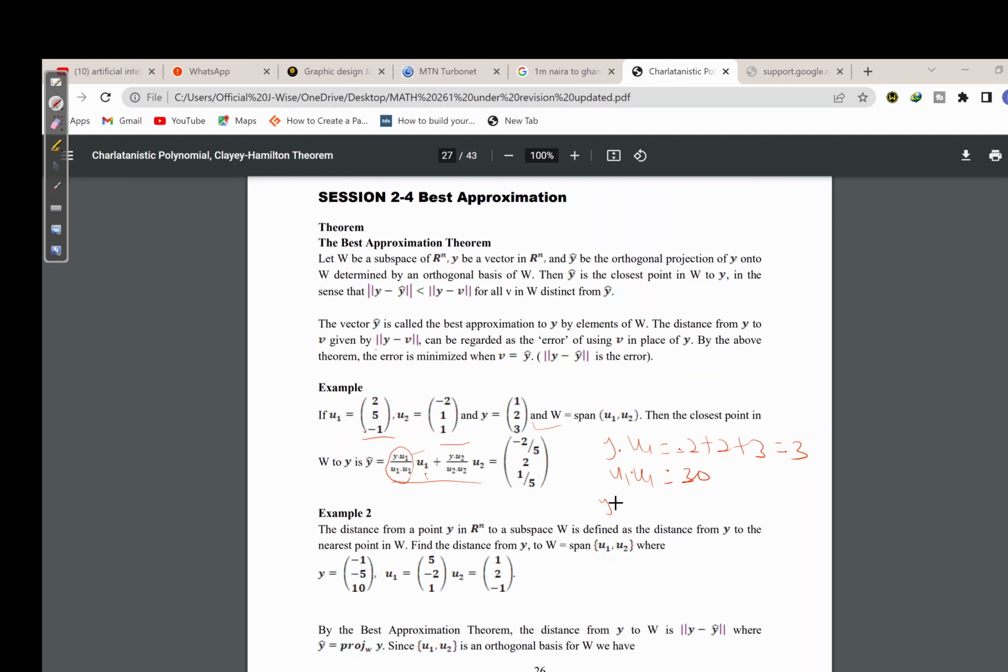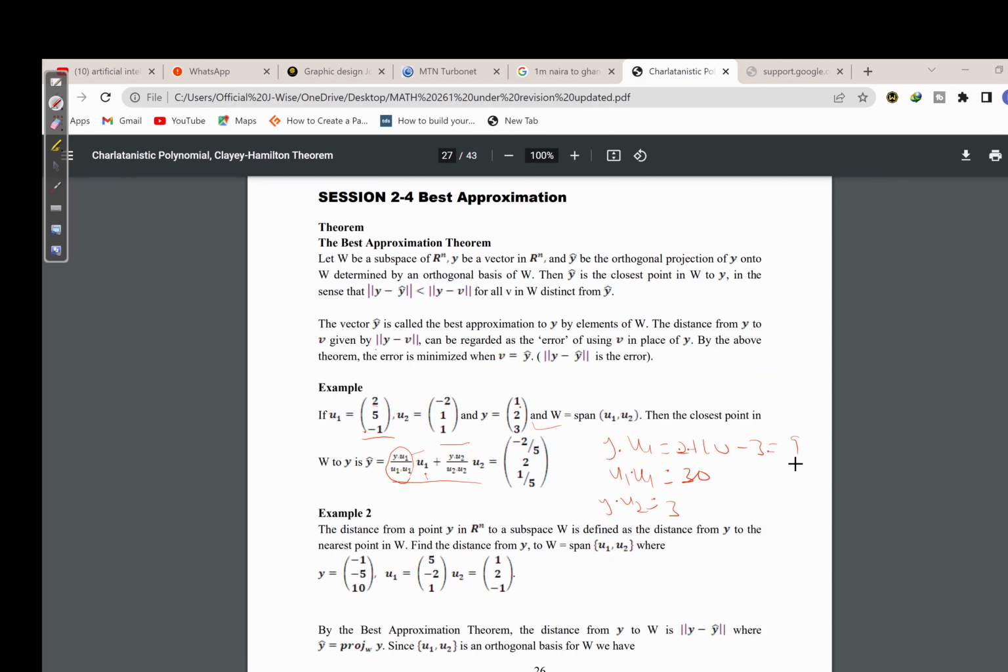Then you solve for y dot u2. I'm sorry, y dot u1 is 2 plus 10 minus 3. Yeah, so 2 plus 10 minus 3 is 9, and u1 dot u1 is 30.